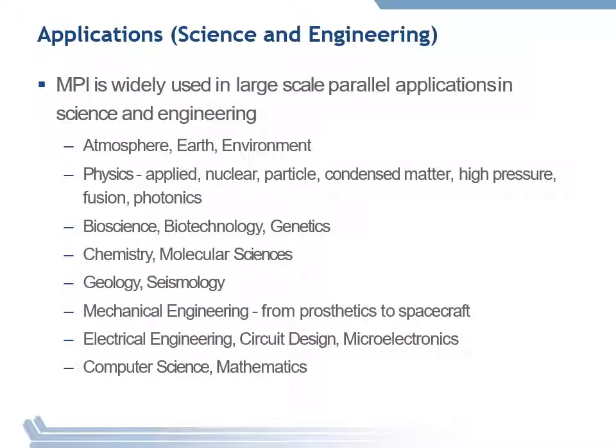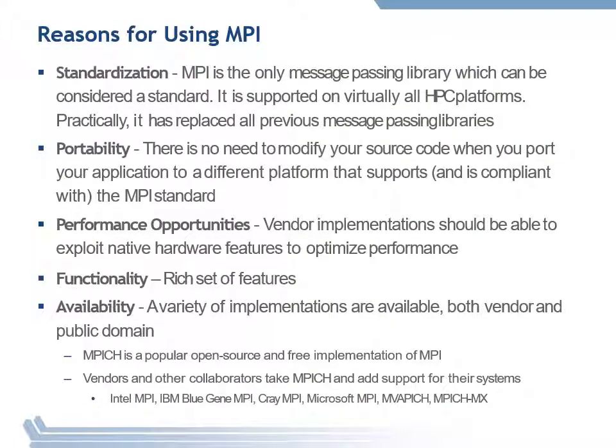There are some applications where we use MPI specifically. It's used in nuclear physics, photonics, high pressure fusion, geology, seismology, mechanical engineering, electrical engineering, computer science and mathematics. So why MPI? MPI is the only message passing library which is considered the standard one. It has replaced all previous message passing libraries.